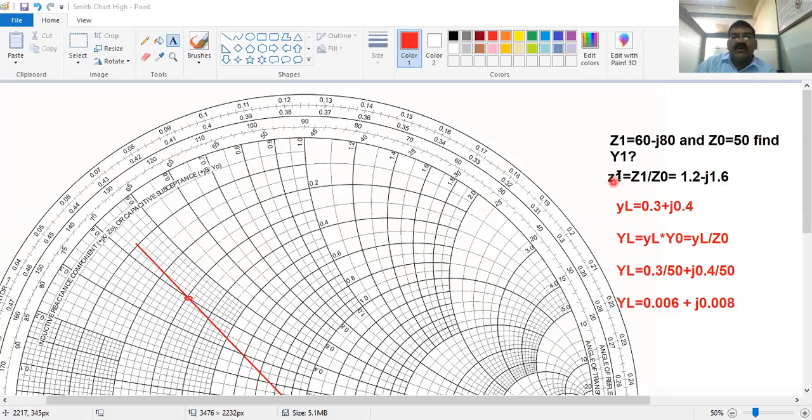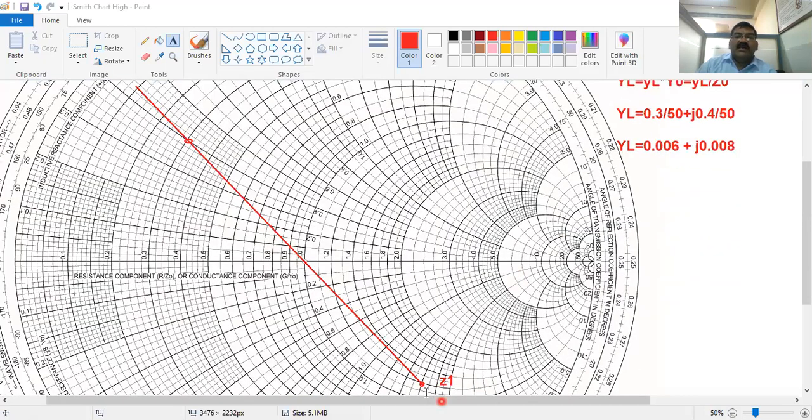Remember this and find Y1 using the Smith chart. So you have to do the normalization of Z1. Z1 is normalized as Z1 by Z0, so you got the normalized value. How will you get YL? Simply put this z1 on the chart, take a scale from this point, and draw a line passing through the center, extending to the outside. So it will be a straight line.